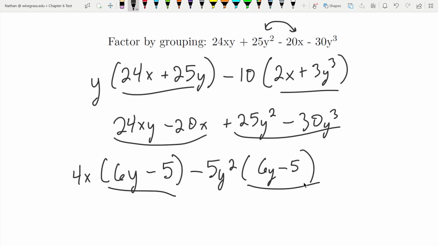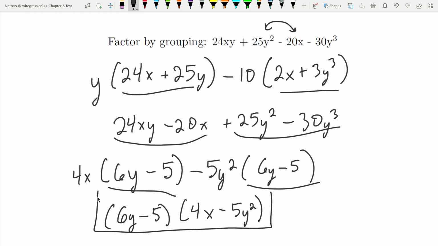And now you can see I do in fact have common factors here. So I can take them out, 6y minus 5. I'm left with 4x minus 5y squared. And that's factored by grouping.